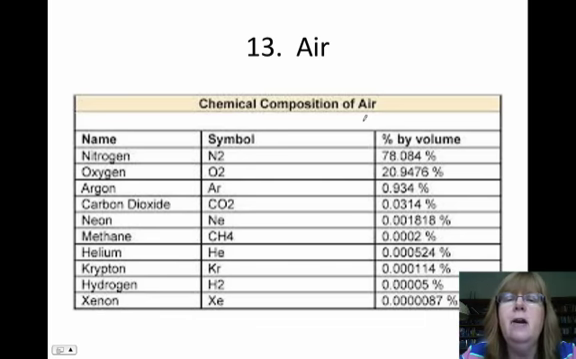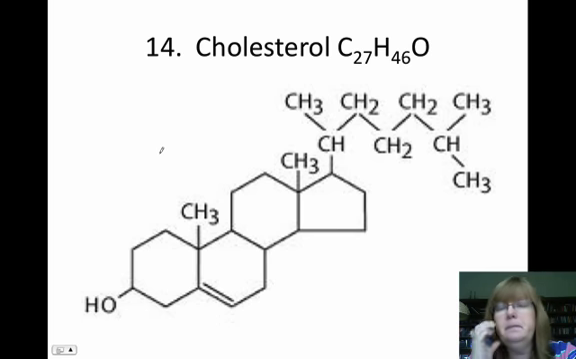All right, air. Here's the chemical composition for air. Air is 78% nitrogen. A lot of people think there's more oxygen in air than anything else, but it's actually nitrogen. 20% or 21% is oxygen, and then all these other gases are found in air. So is air a compound, an element, or a mixture? These are not chemically combined.